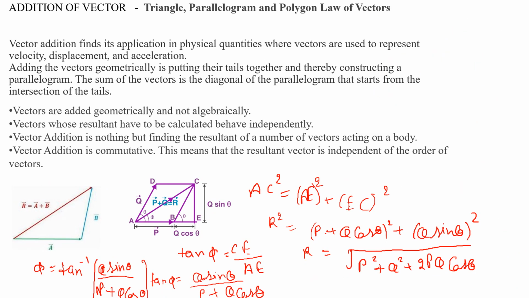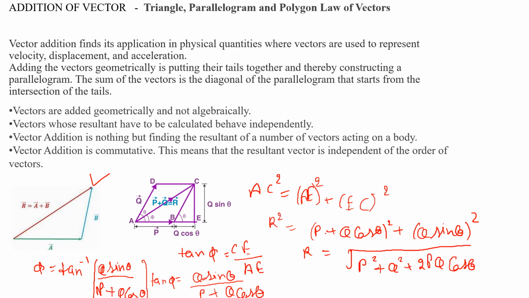What is the addition of vectors? Vector addition finds its application in physical quantities where vectors are used to represent velocity, displacement and accelerations. Here we see in the figure the sum a vector plus b vector is a vector r vector drawn from the tail of a to the head of b.